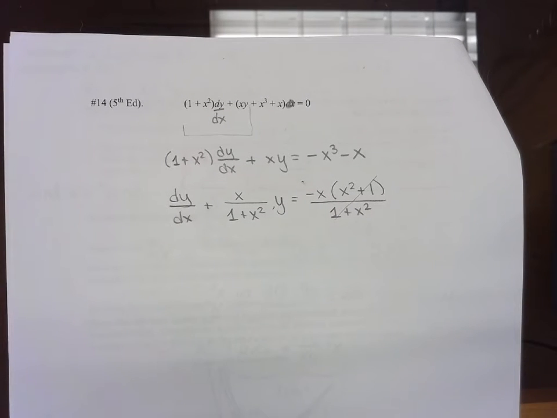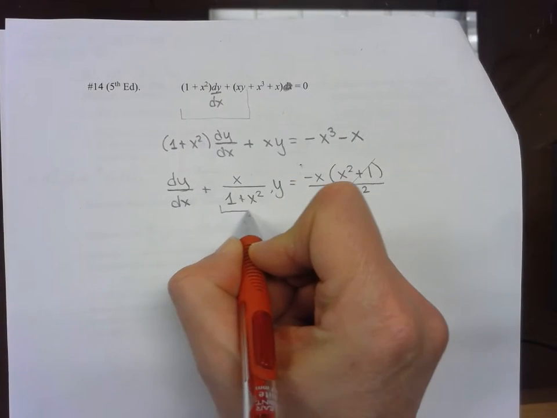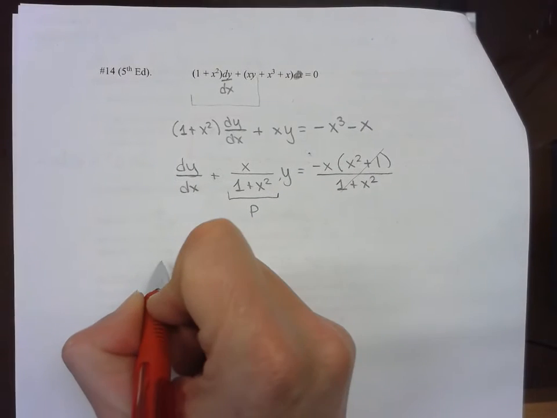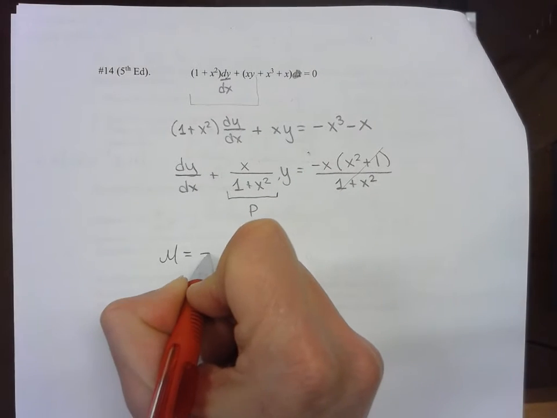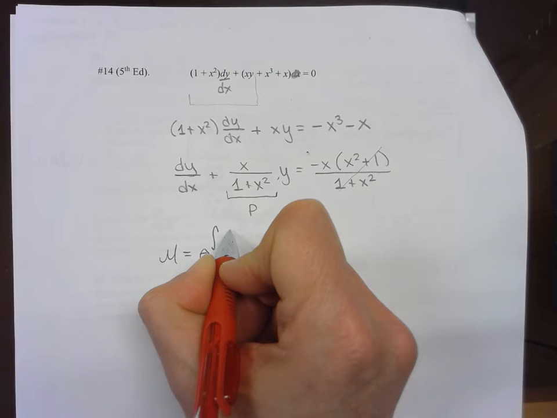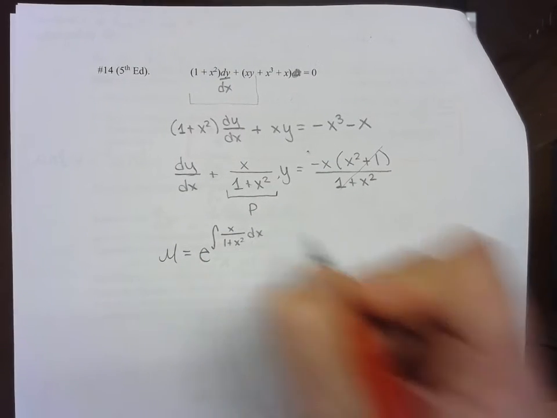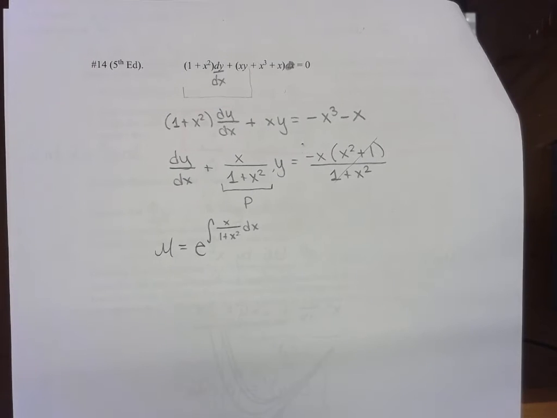So the p is what's important, and that's what's in front of y. So here's our p, and our integrating factor mu is e to the antiderivative of that. How are we going to integrate that?